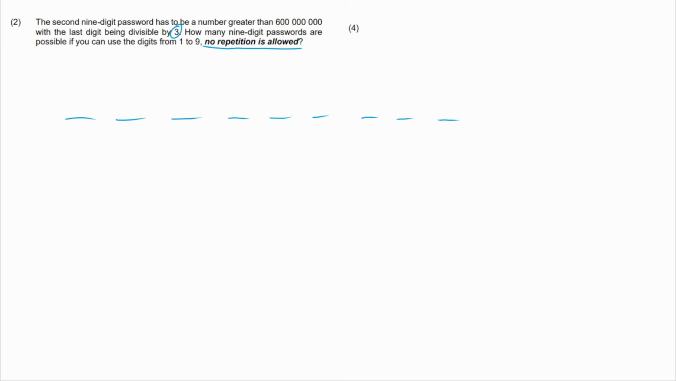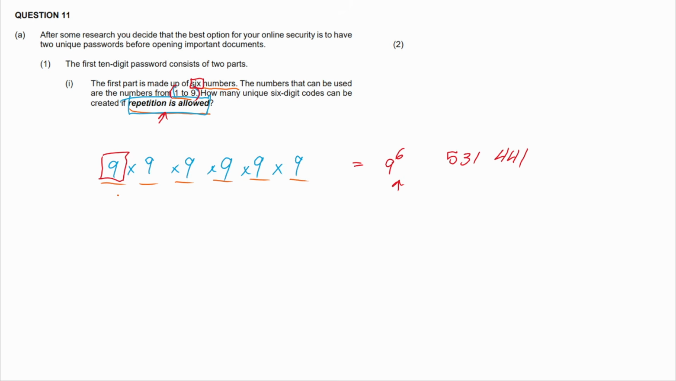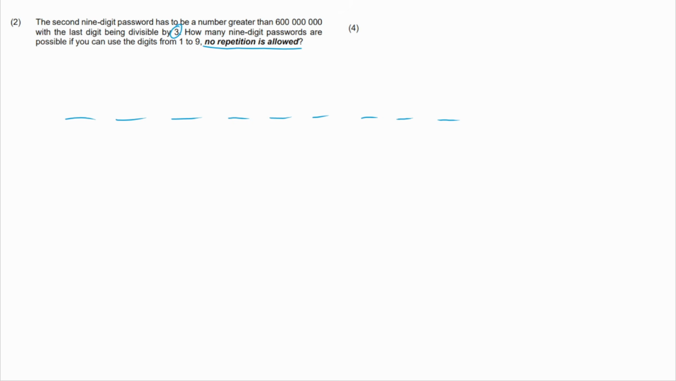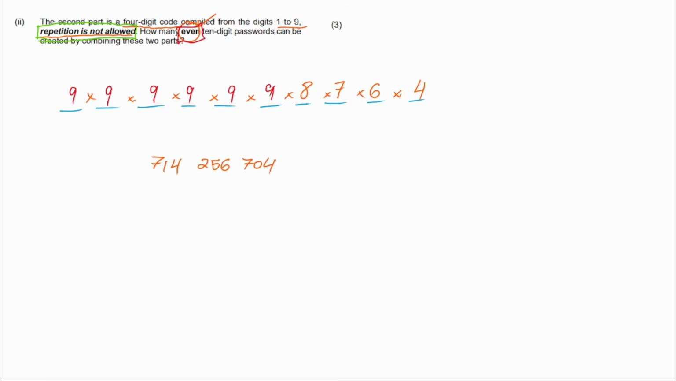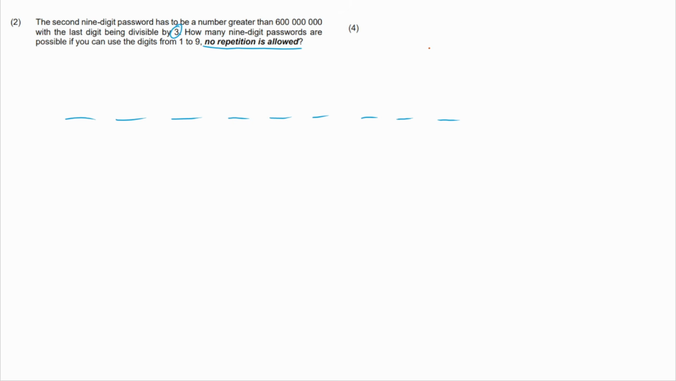So we're still dealing with digits 1 to 9. There's some other conditions here where it has to be greater than 600 million. So let's look at one option. Let's say we start with a 6. If we start with a 6, what does the last digit have to end with? It either needs to end with a 3 or a 9.